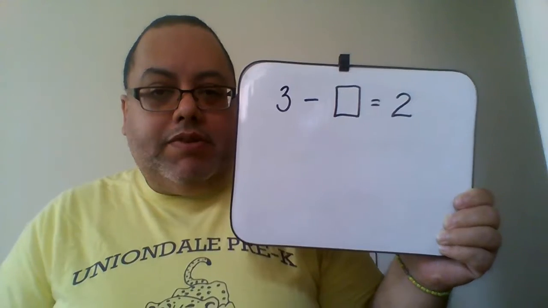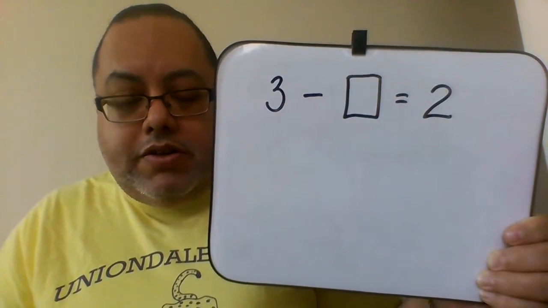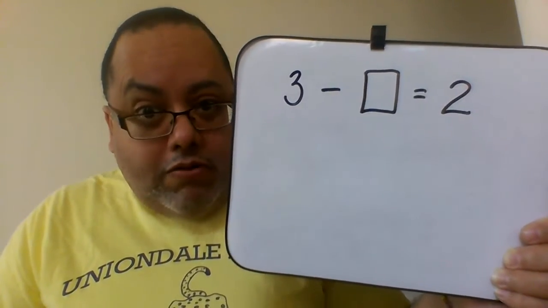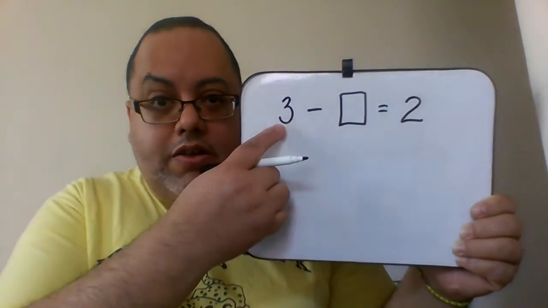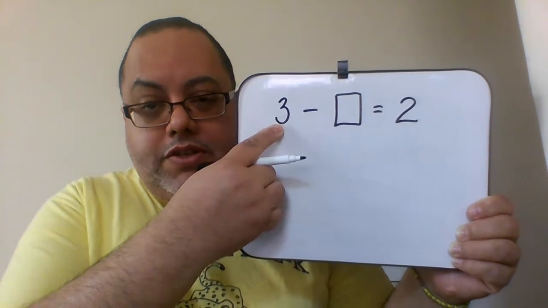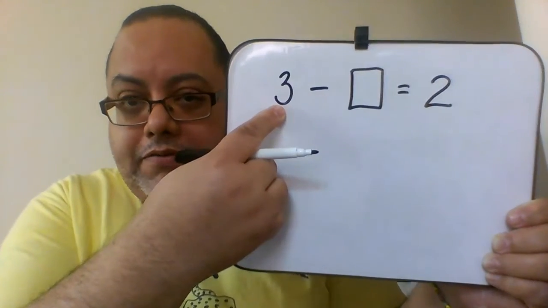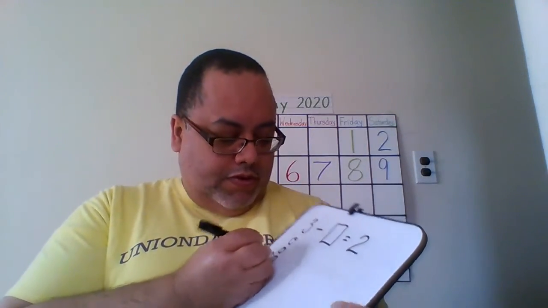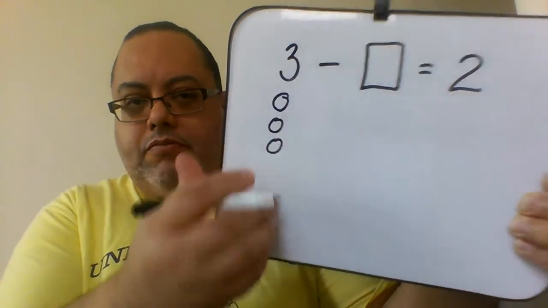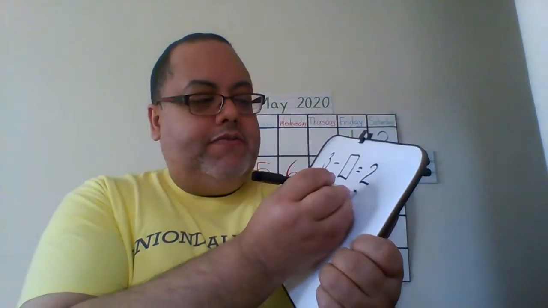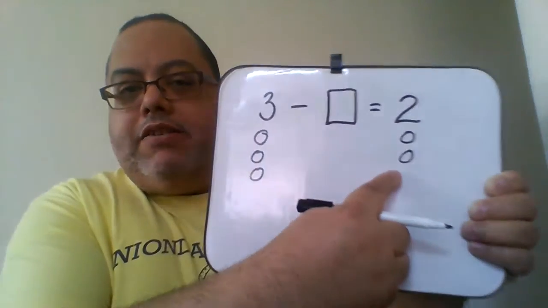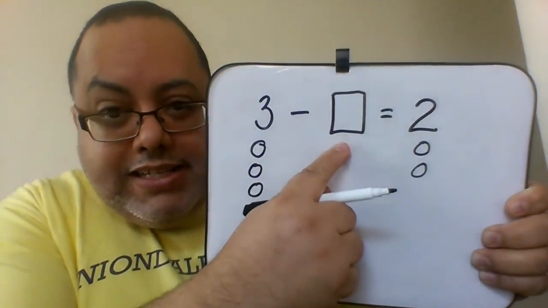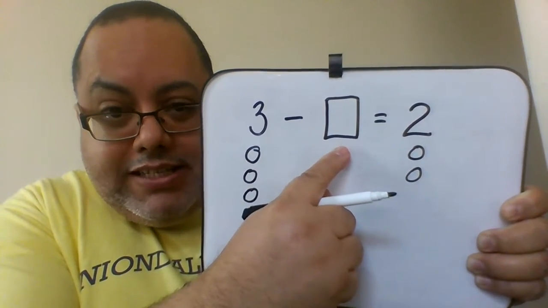How do you solve this, Mr. Rodriguez? Well, if you know your addition, then your subtraction should be much easier. But when you don't know, you draw the number of pictures that you see on this number. This number is what? 3. So what I do is I draw 3 circles. But the difference is only 2. So my question is, what is the minuend? What is this number that's missing?